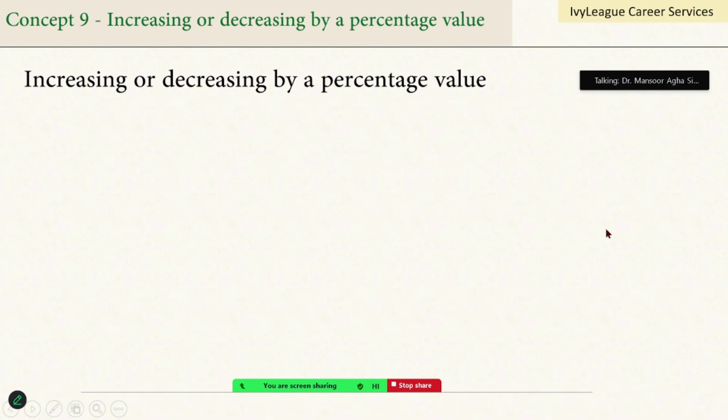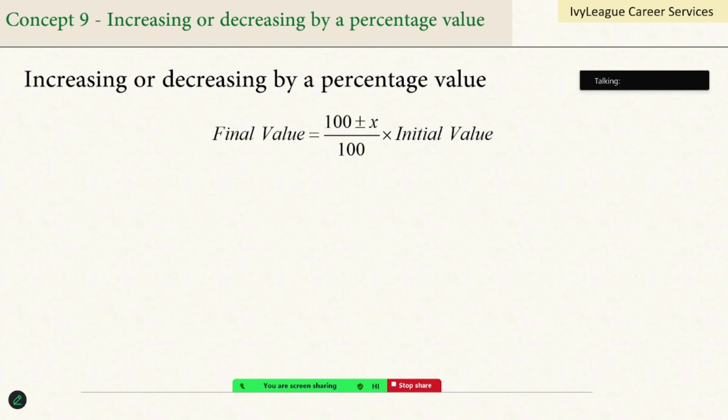Now we're learning a newer set of concepts here. These are the kind of concepts which actually come in the exam. They are complete concepts, on which a complete question would be based. There is a concept of increasing or decreasing by a percentage value, and the equation for that is this equation. I want you to write it down first, then we'll understand what it is all about. Please write down the equation for percentage increase or percentage decrease. Just write down the equation. The final value is equal to 100 plus or minus x upon 100 multiplied by the initial value.